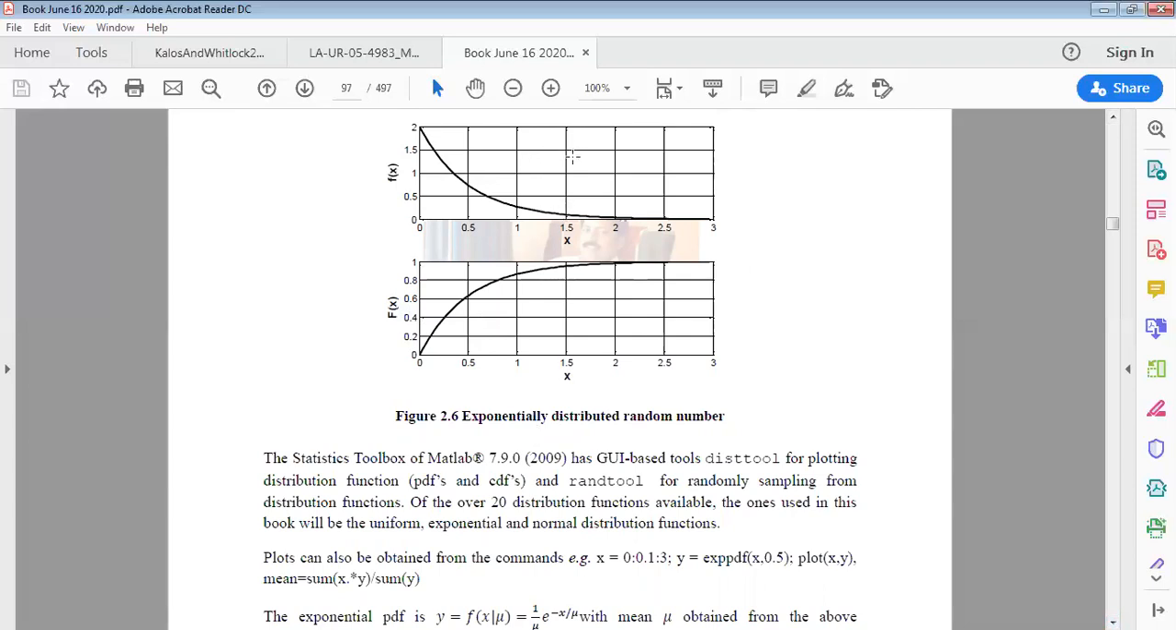So here are two pictures. There's the PDF and there's a CDF. Now look carefully at this picture. What does this picture show you? It shows you x going between 0 and infinity. I've just shown you a picture going between 0 and 3 because the numbers drop down and there's no point showing you something beyond 3 because it would be the same thing. It's asymptotically coming down to 0.